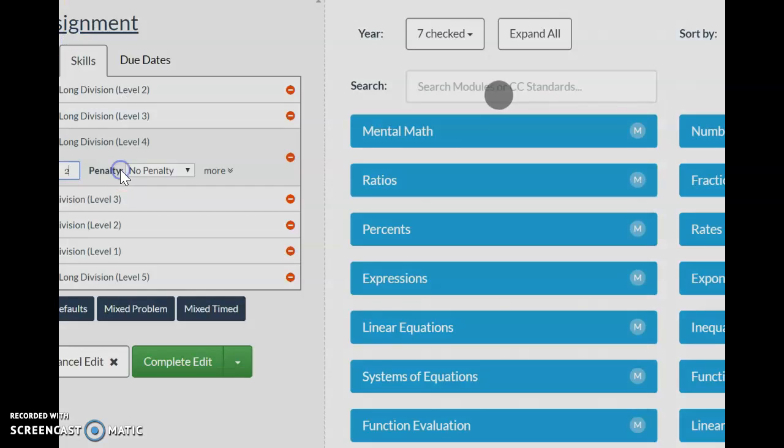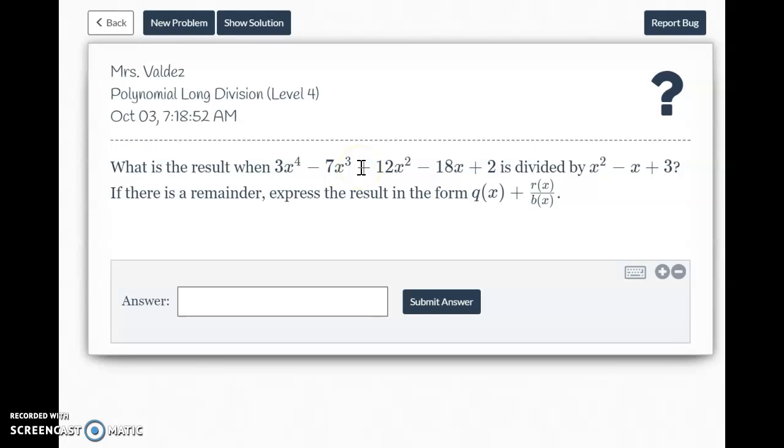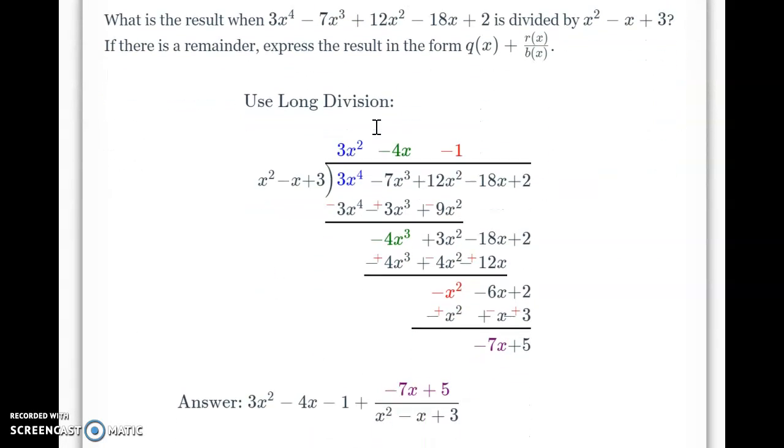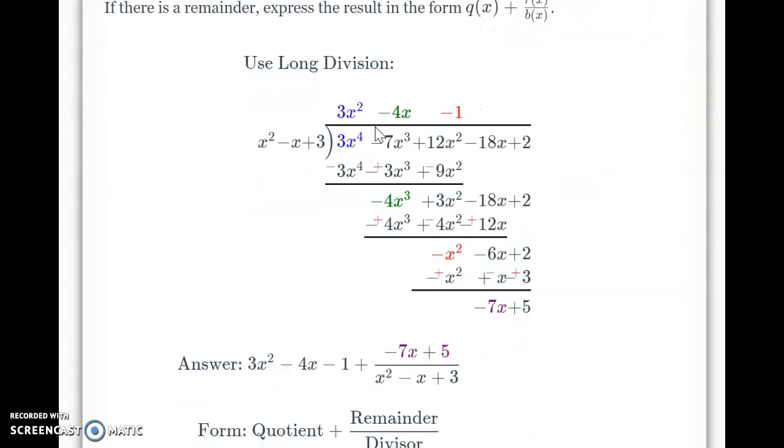Alright, so how about this one? This one, now instead of dividing by 2 terms, we're dividing by 3 terms. We're dividing by a trinomial. So the steps are still the same in this, guys. You're asking yourselves, x squared has to be multiplied by what to get 3x to the 4th? And that would be 3x squared.